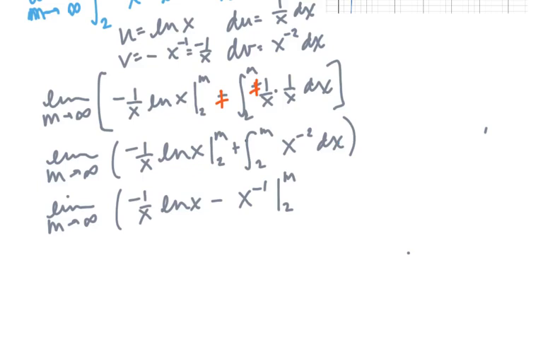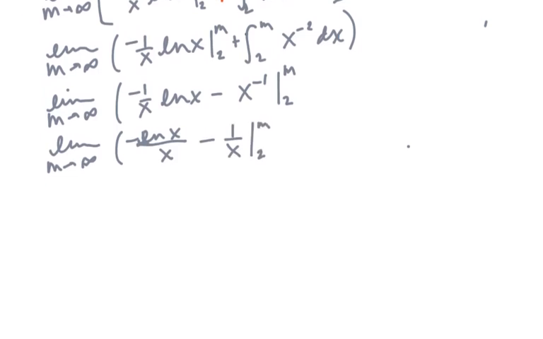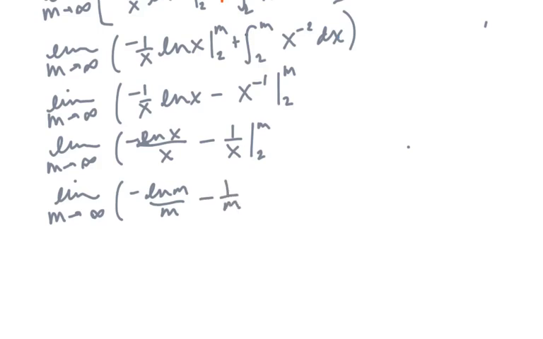Now I could move my bounds to the end because everything is in those bounds. I'm tempted to factor it out, but I'm not going to because it's easier to see if you don't. So I'm going to call this negative natural log of x over x minus 1 over x from 2 to m. Let's plug in the bounds. We have negative natural log of m over m minus 1 over m, and then minus, let's put a bracket here, negative natural log of 2 over 2 minus 1 over 2. Close bracket, because the limit applies to all of that.